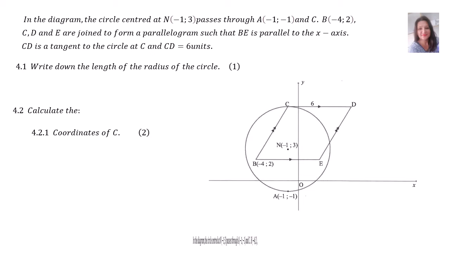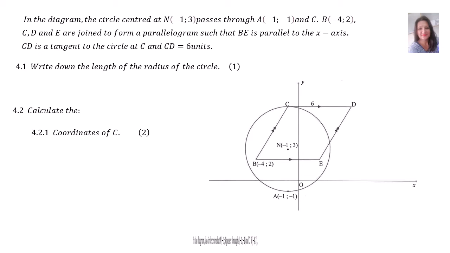In the diagram, the circle centered at N(-1, 3) passes through A(-1, -1) and C. B(-4, 2), C, D and E are joined to form a parallelogram such that BE is parallel to the x-axis. CD is a tangent to the circle at C and CD is 6 units. 4.1. Write down the length of the radius of the circle.